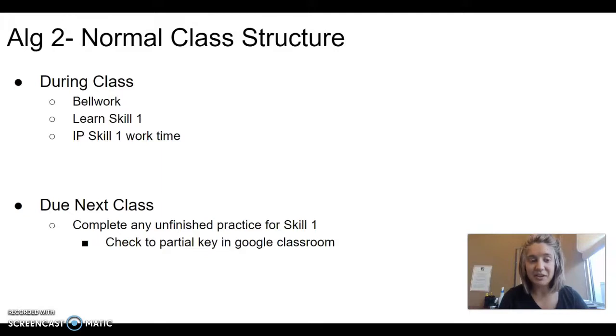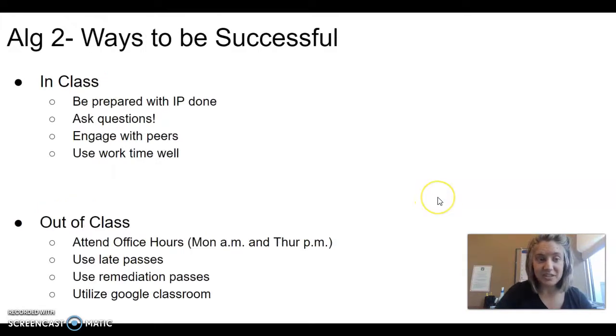So the biggest thing to remember here is we do pretty much a skill a class, and then whatever homework you don't get done during class you need to do by the next class. This leads us into ways to be successful in class. You want to come to class prepared with your IP done and checked to the key. Ask questions. So if you're confused as you're doing your homework, make notes on it, ask questions about that. We want to engage with peers, so if we have a chance to engage with a partner on a subject or a topic, please do that. And then use work time well. So that's all how we can be utilizing class time well.